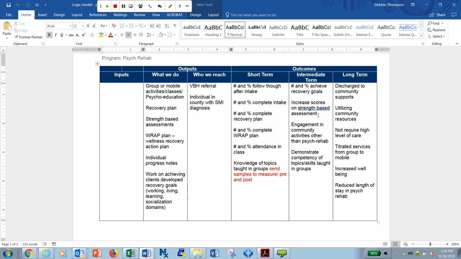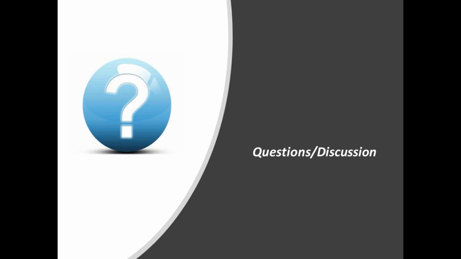And each one of these items here, whether it's a short, intermediate, or long-term outcome, has something associated that you can measure. There's a piece of data that you can measure as part of each of those. So that gives you an example of what that might look like.